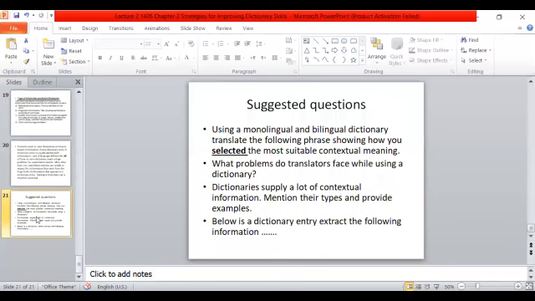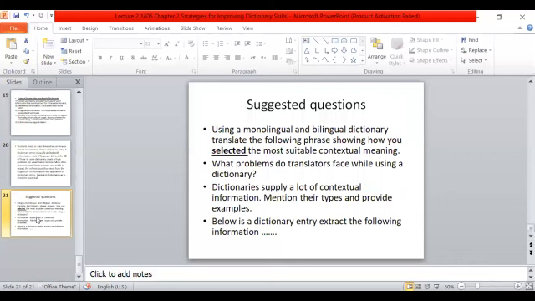This is a practical exercise. A more theoretical exercise would be, what problems do translators face while using dictionaries? Dictionaries supply a lot of contextual information. Mention 3 types and provide examples.